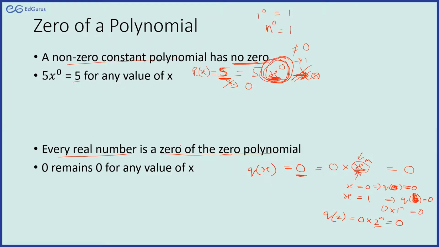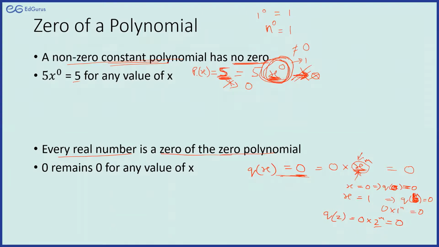So what are its zeros? Any real number. What is the 0 of q of x? Every real number. What was the 0 of the constant polynomial here? Nothing. There was no 0 of the constant polynomial. Nothing can make this value 0. Here, anything. You can have any value of x, q of x will always be 0. So every real number is a 0 of this polynomial. Understood? These are important concepts. You need to understand them carefully.